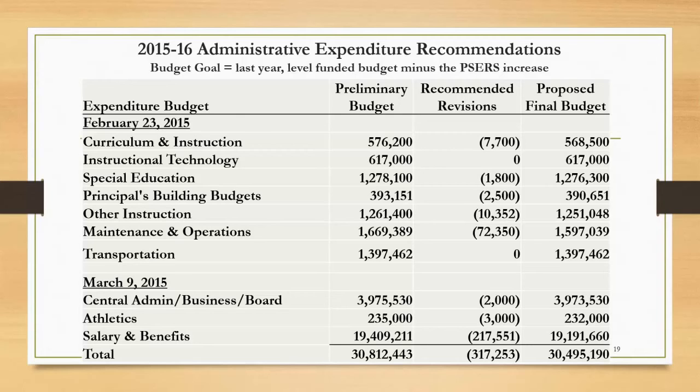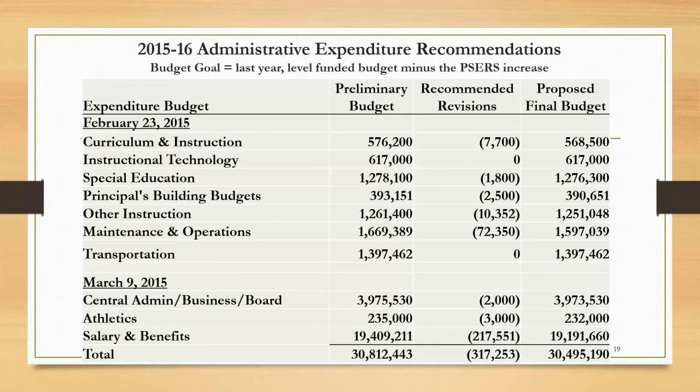Going back to reductions, the central admin piece, we have a software that we use for tracking all the money going out in the school district, a finance software. There's an upgrade to that. We budgeted a little bit high. When the final quote came in, it was $2,000 less, so we took that $2,000 savings. In terms of athletics, there was a $3,000 reduction in athletics, and that is primarily because of transportation.